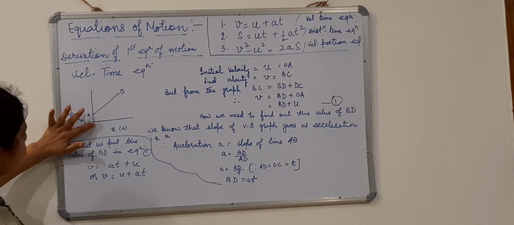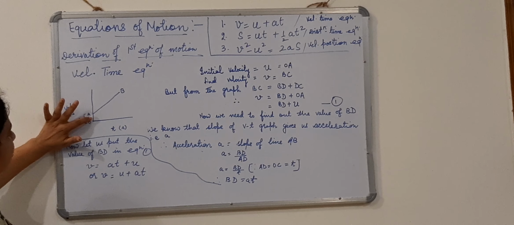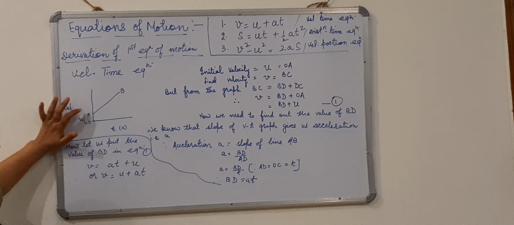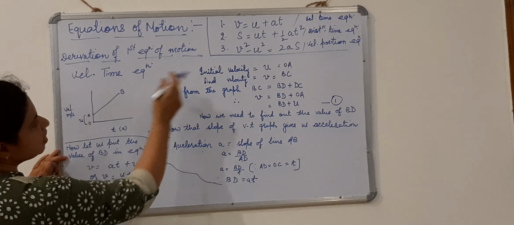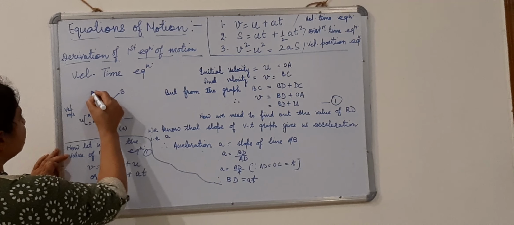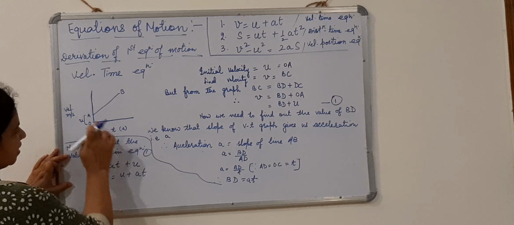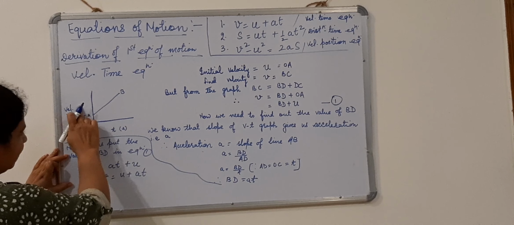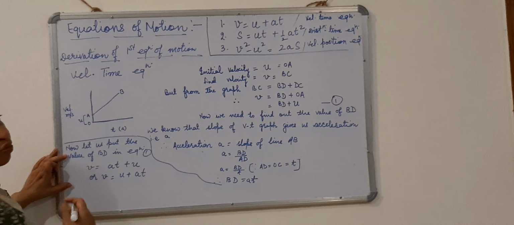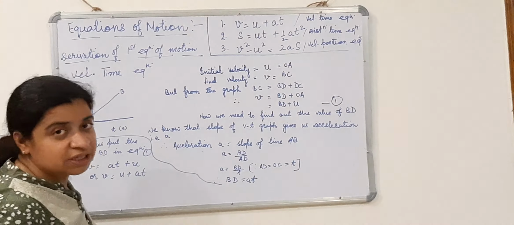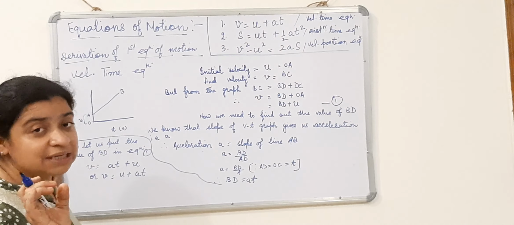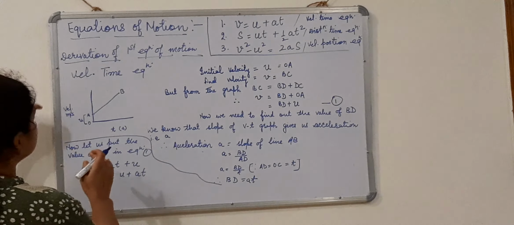Suppose an object is already moving with a certain initial velocity up to point A. Because this is the velocity-time equation, the graph will be of velocity versus time. Time we are going to take along the x-axis and velocity along the y-axis. How am I going to depict this line on my graph?